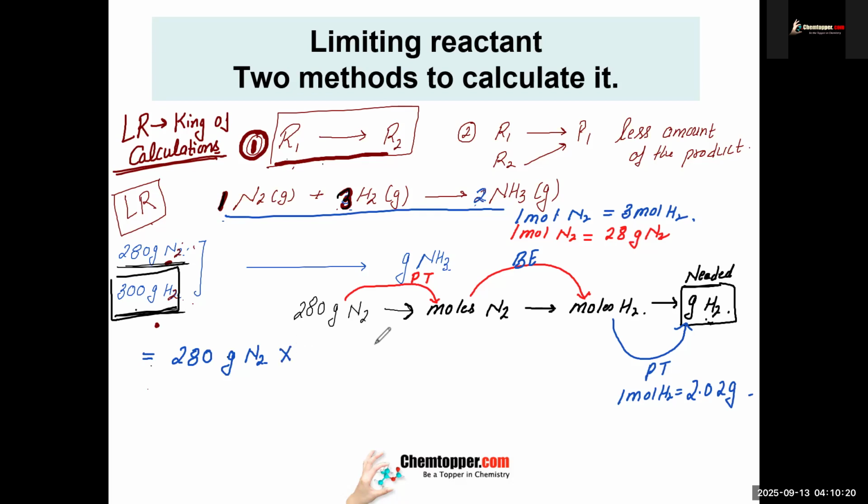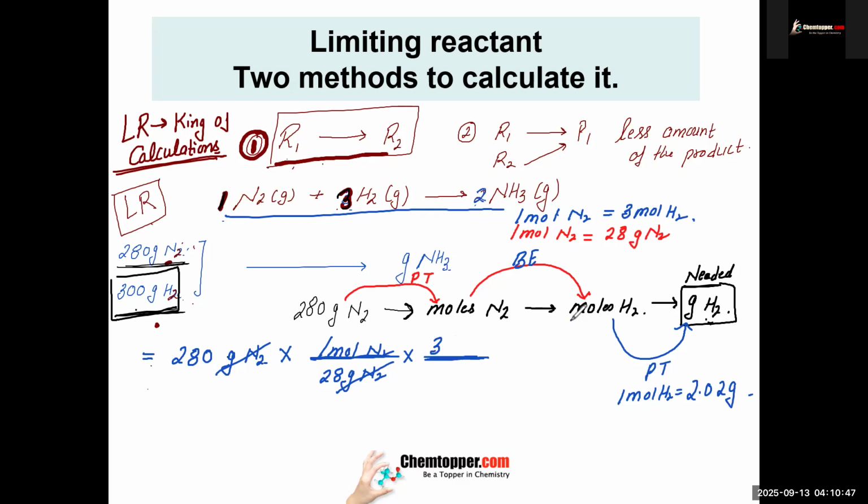Plug in the first ratio to get the moles of N2. So what should I plug in? Grams to mole, 1 mole of N2 over 28 grams of N2. Very good. Don't do any calculation. Just see your unit is canceling. Now plug in the next ratio. So 3 moles of H2 per 1 mole of N2.